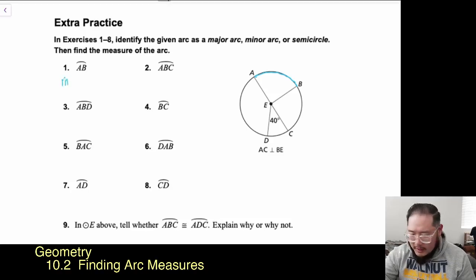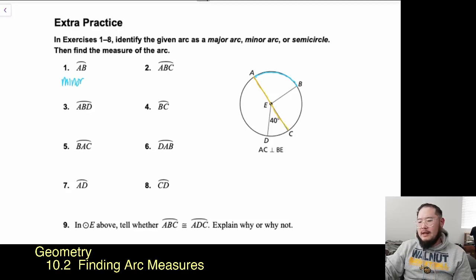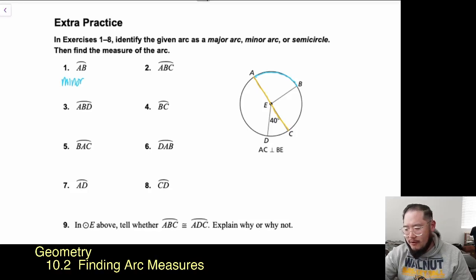And we have to figure out, what is the measure of that arc? Well, that's kind of interesting. How am I supposed to do that? Well, let's take a look at some key things within the figure. I'm going to draw a line right here from A to C. That line is there, so what does that tell me? That would be a semicircle, because that breaks it up into half. So this whole entire yellow arc would be 180.